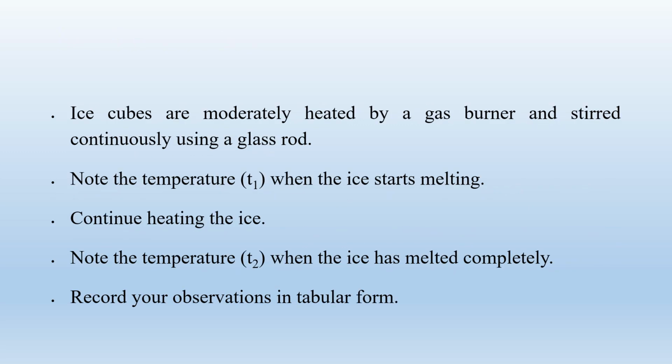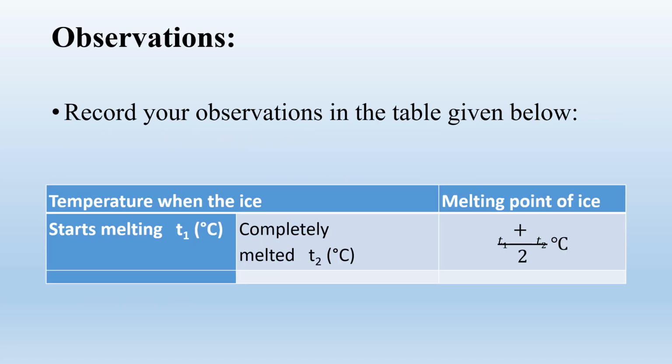Ice cubes are moderately heated by a gas burner and stirred continuously using a glass rod. Note the temperature, T1, when the ice starts melting. Continue heating the ice. Note the temperature, T2, when the ice has melted completely. Record your observations in tabular form. Observations: record your observations in the table given below.